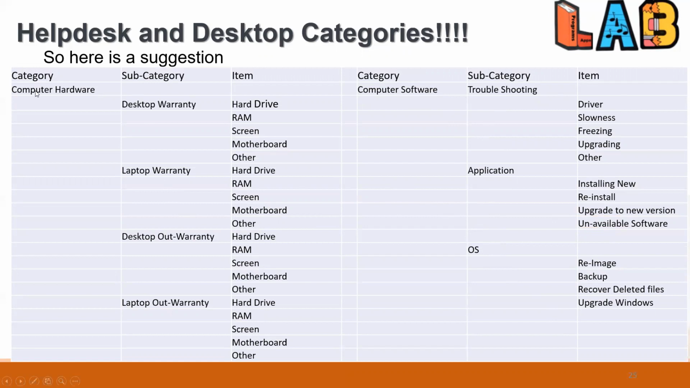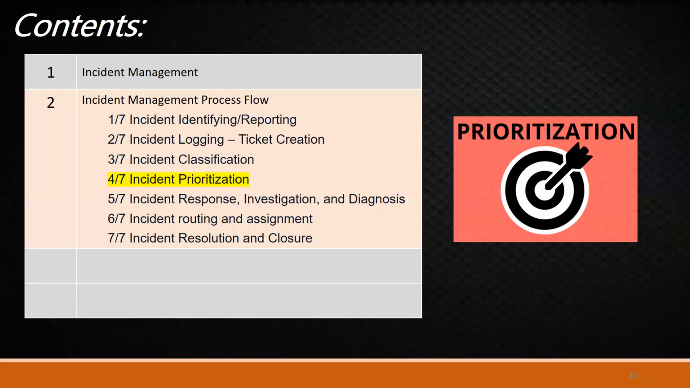So I hope you see the idea that when an incident comes in, we would have to choose, is it hardware or is it software? If it's hardware, okay, so is it a desktop or is it a laptop? Okay, so it's a laptop. So is it under warranty or is it not under warranty? It's under warranty. Okay, so what is one of the problems? This will actually make it easier for you to understand the ticket itself by doing the categorization. And it'll certainly make it easier for the technicians who get assigned it.